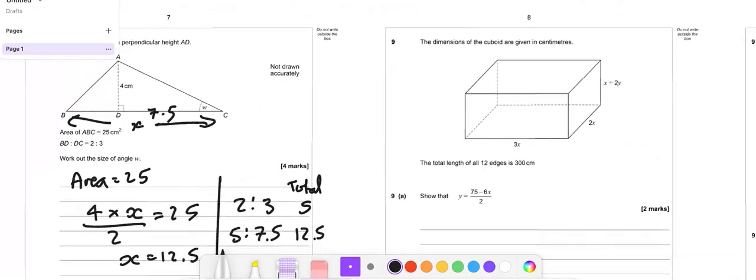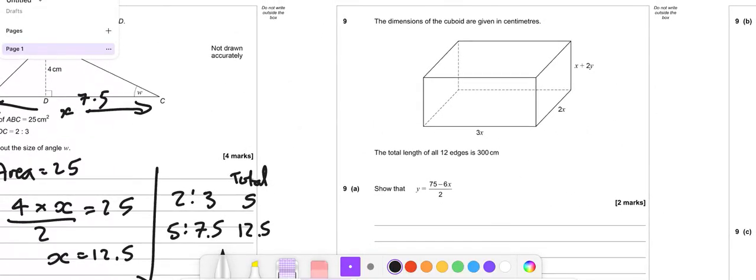Question 9. The total length of all the edges, all the lines, is 300. Show that that is true. Okay, so we know that there's 4 times 3x plus 4 times 2x plus 4 times x plus 2y, and that's got to equal 300.